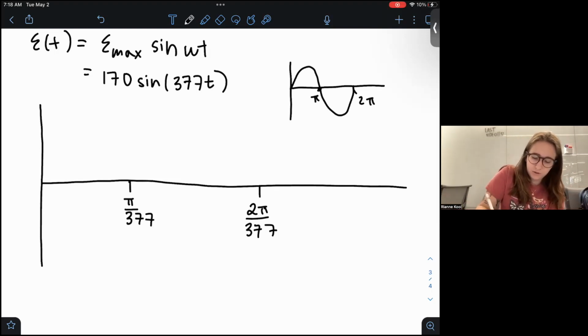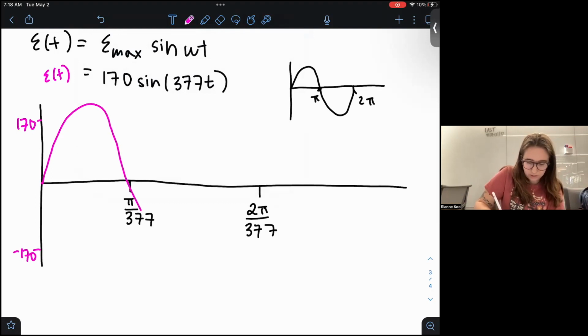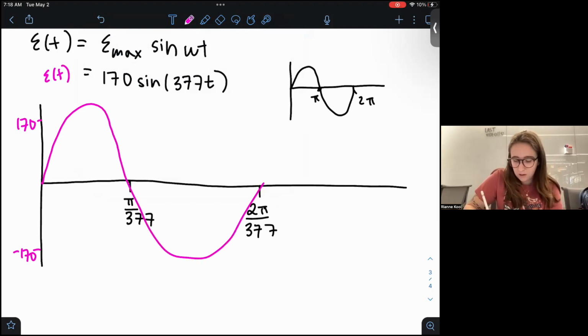So this E of T, let's do this in a different color. Let's do it in pink. I'm going to say that 170 is up here and negative 170 is down here. So this one will look something like this. It'll come up and then it'll go down like this, and then it'll go up like that. And we can keep going like that. So that's what it'll kind of look like.